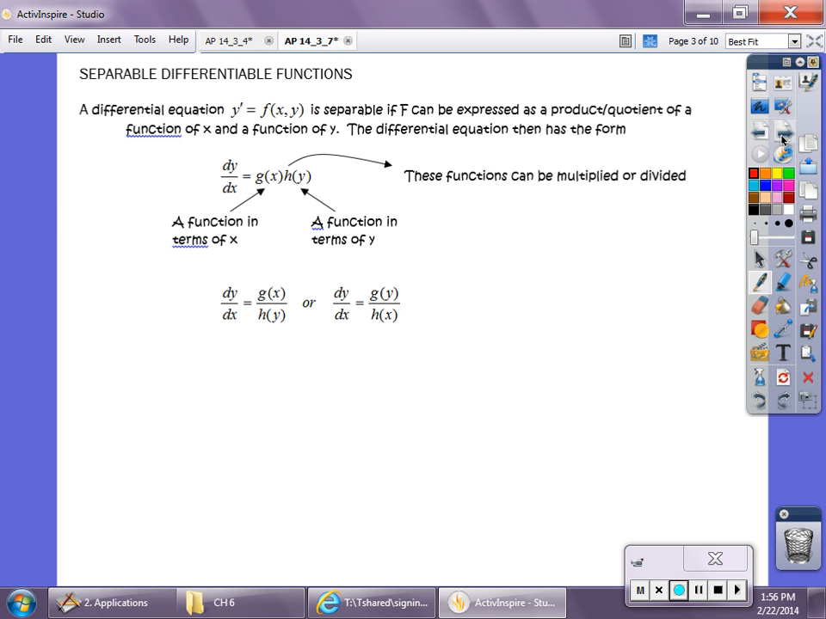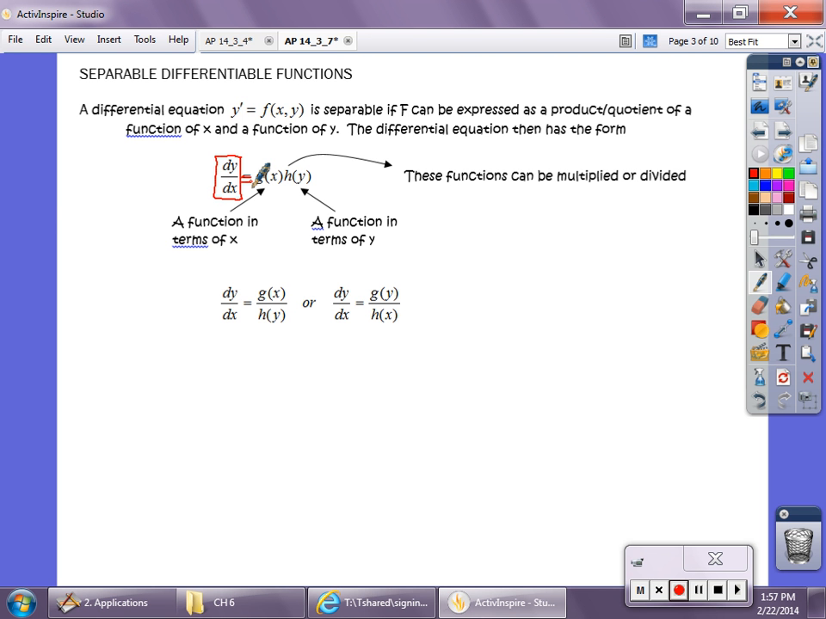A separable differential equation. So first of all, we're just going to start off with the fact that it is a differential equation, that's why there's an equal sign. And then what you need to know is that we can separate a function as long as the function itself is multiplied or divided.